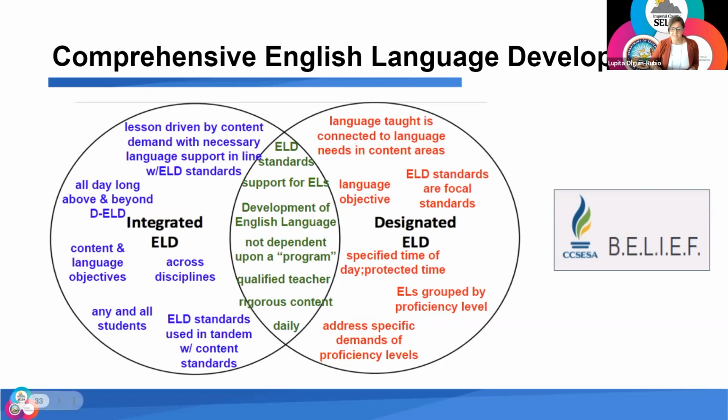It is not necessarily a once in a while, or let's fit it into the latter part of the day, every other Wednesday and Thursday. It is part of your instructional day for English learners. English learners are grouped by proficiency level, and the very specific demands of the lesson are based on the student's proficiency level. That is, we're focusing on the different elements, listening, speaking, reading, and writing of the student based on his or her language proficiency level.